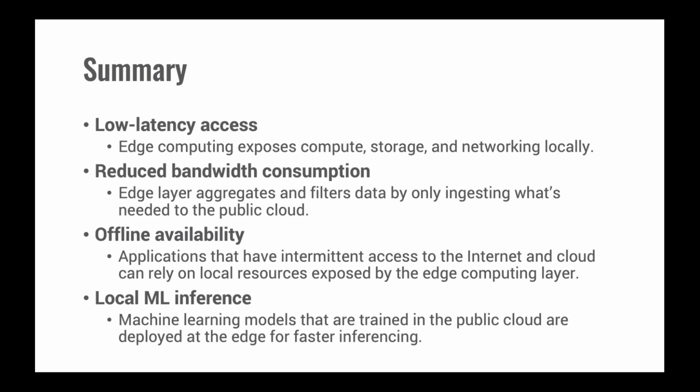To summarize why we need edge computing, edge ultimately delivers low latency access. It exposes compute, storage, and networking close to the devices without relying on the cloud. It reduces bandwidth consumption because it can aggregate and filter data before it gets sent to the public cloud. Edge makes business logic available offline. You train the machine learning model in the public cloud, and then you deploy it to the local edge device for inferencing. These are some of the use cases and benefits of using edge computing.